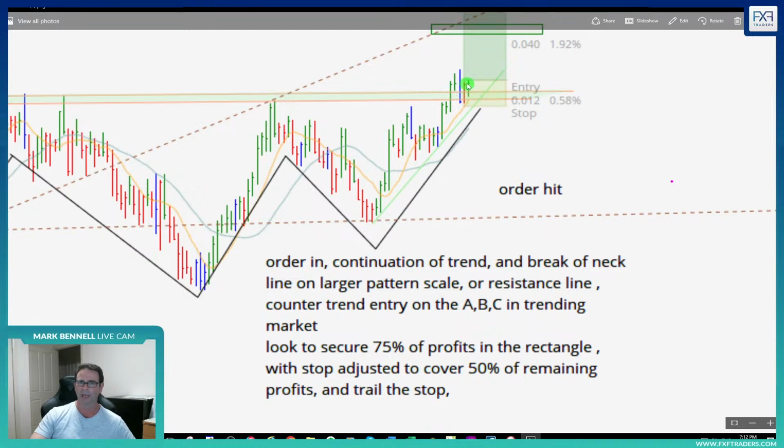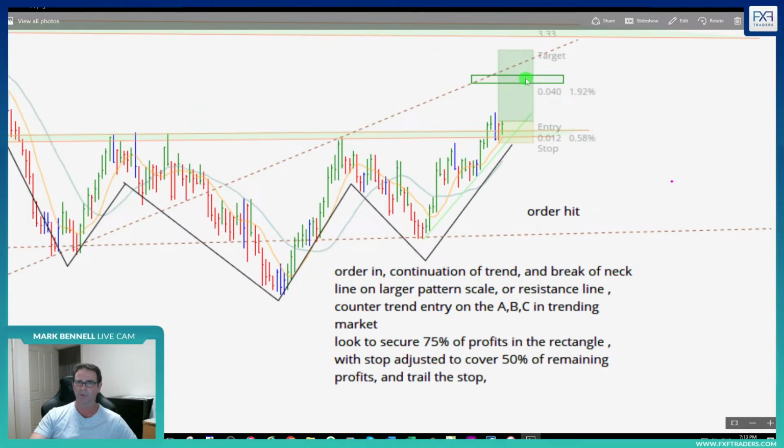So Ben's got an order above the inside bar here. So we've got the order is in, continuation of the trend, break the neckline. Yep, so you can see he's listing out his thought process or the resistance line. Counter trend entry on the ABC in a trending market. Good, so you've got the counter trend entry through here. Looking to secure 75% of the profits in the rectangle. Yep, good.